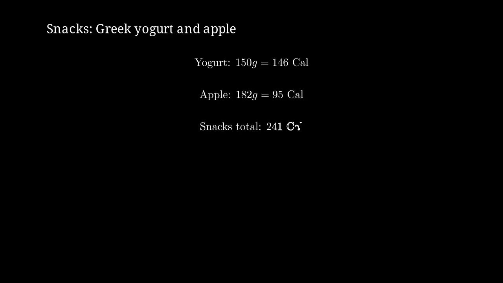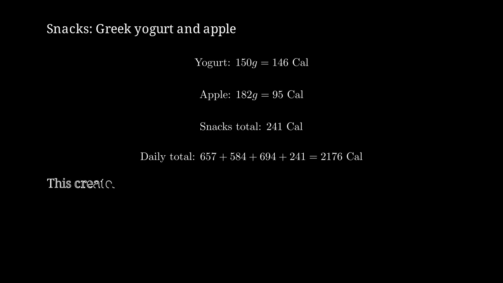Snacks total: 241 calories. Daily total: 657 plus 584 plus 694 plus 241 equals 2,176 calories. This is close to our 2,260 calorie target. This creates a deficit of about 583 calories per day, which should result in approximately 1.2 pounds of fat loss per week.